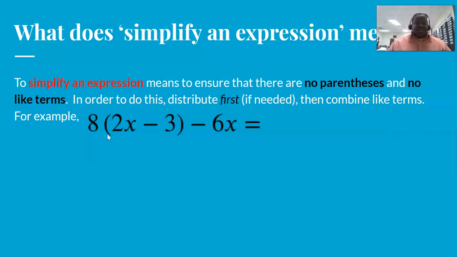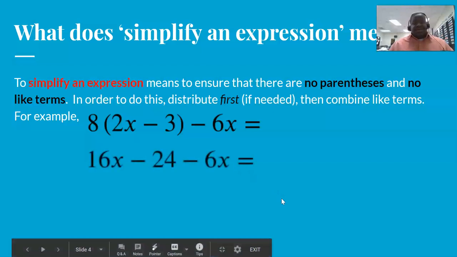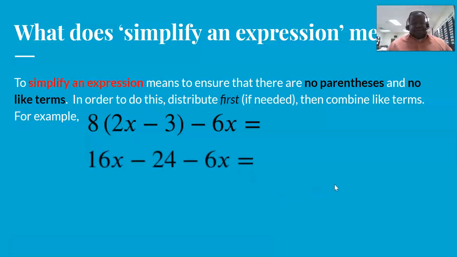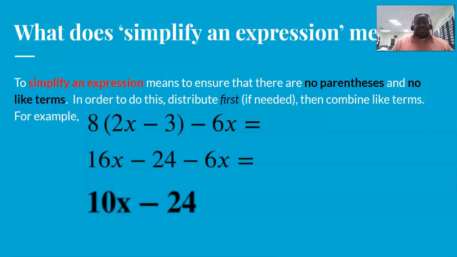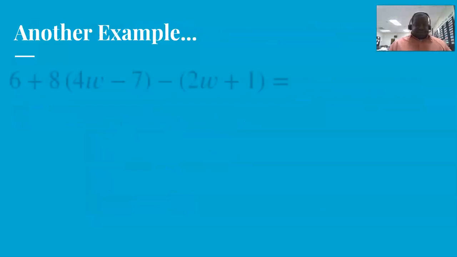This first one, 8 times 2x minus 3 minus 6x. So the first thing we're going to do is distribute to get rid of the parentheses. So when we do that, we'll have 16x minus 24, and then we bring down the minus 6x. Well, now we have like terms. 16x minus 6x is 10x. And then we just have the minus 24 that comes down. So it's 10x minus 24. Let's look at some more examples, or another example.